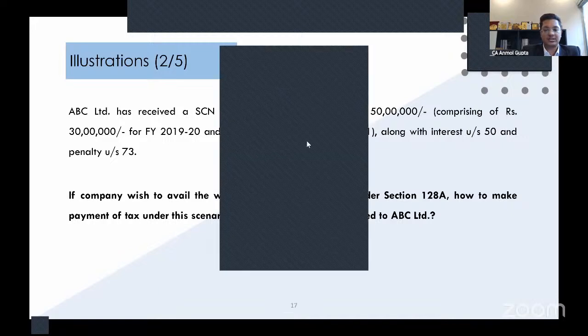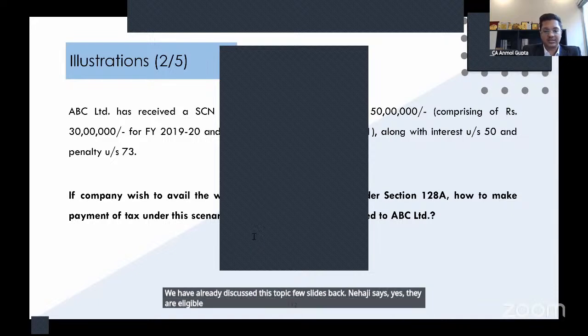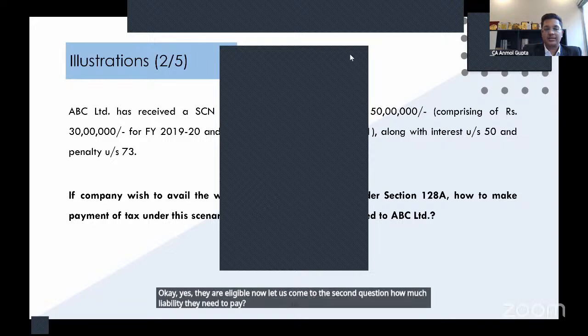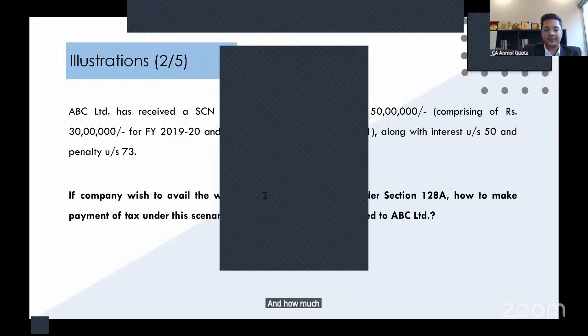We have already discussed this topic a few slides back. Nehal ji says, yes, they are eligible. Hitin ji says, yes, they are eligible. Okay, yes, they are eligible. Now let us come to the second question: how much liability they need to pay and how much waiver they will get.